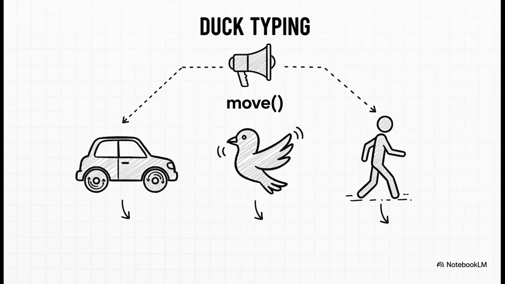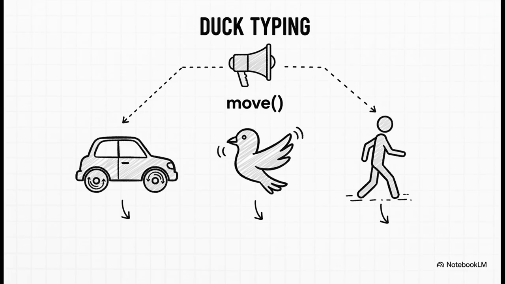Now, this is where things get really interesting. Take a look at these objects: a car, a bird, a person. They have nothing in common, right? They don't share a parent class or any formal relationship, but they all happen to have a method called .move. And for Python, that's good enough.